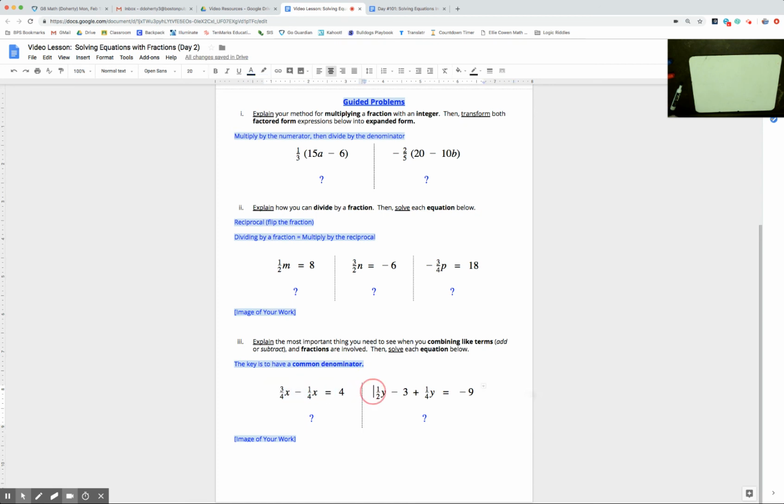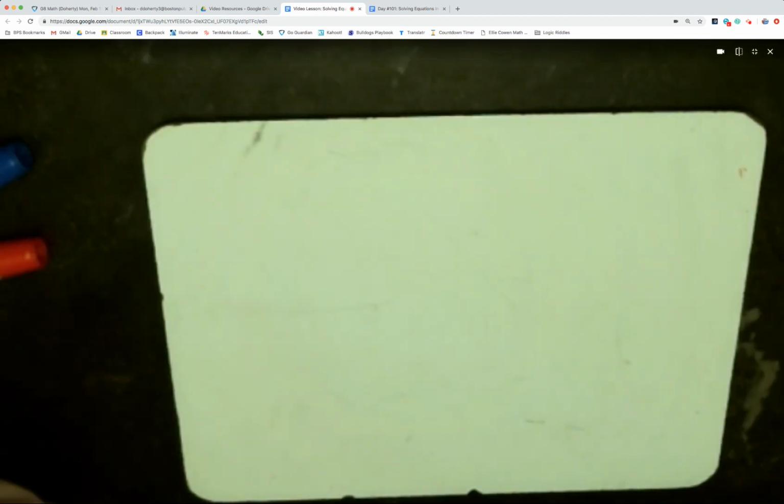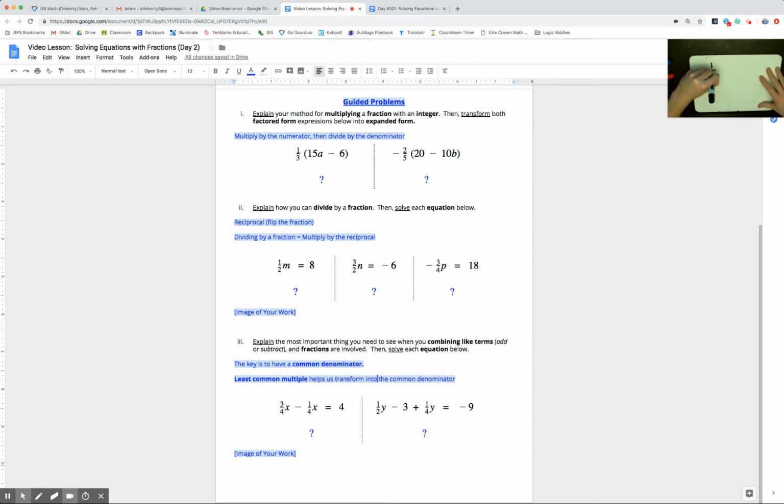I'll show you the example when we don't have a common denominator. If it's not there, least common multiple helps us find the common denominator, or really transform into the common denominator, because we're going to have to change one of the fractions into the same denominator as the other. So method 1, for 1/2 y minus 3 plus 1/4 y equals -9.